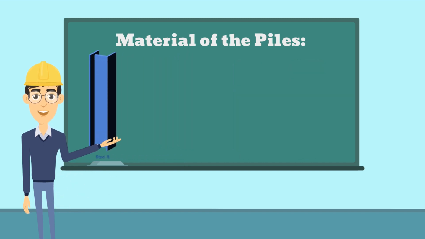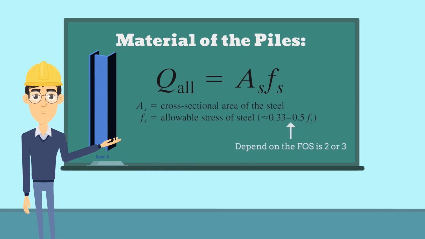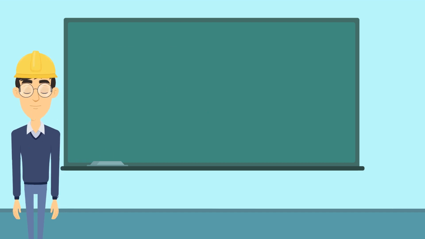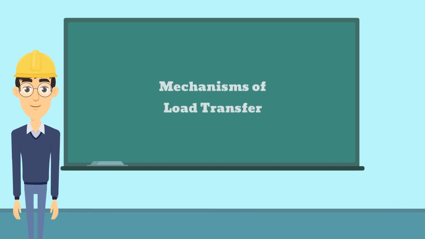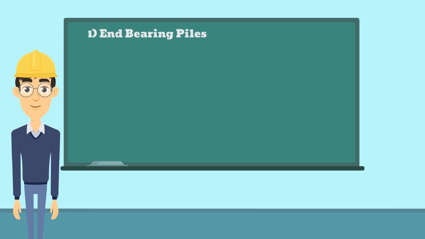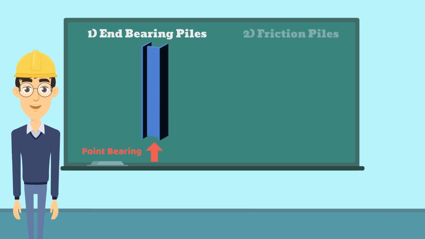The allowable structural capacity for steel piles can be calculated by the following equation, where the allowable stress of steel, depending on the mechanisms of load transfer. Piles can also be divided into two major categories. They are end-bearing piles and friction piles.